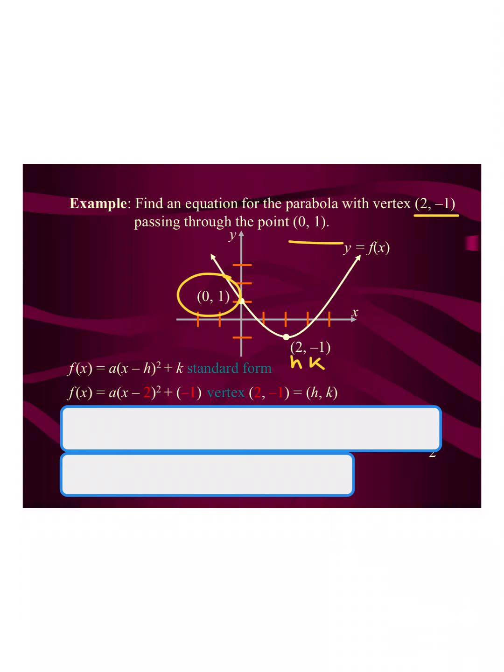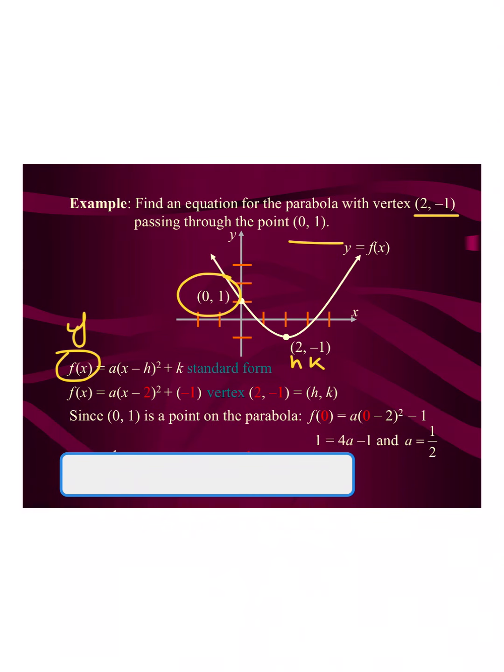Now, one of the nice parts about our equation is we have an x and a y, and don't forget, f of x is another expression for y. So I can plug my point in for x and for f of x. Let's go ahead and look at that. All right, so we now have f of 0 equals a times (0 minus 2) squared minus 1. This portion is just going to be 2 squared, which is 4. And that's how I have 4a minus 1.